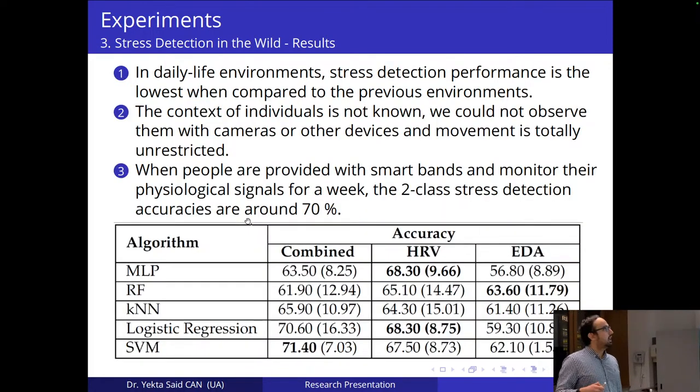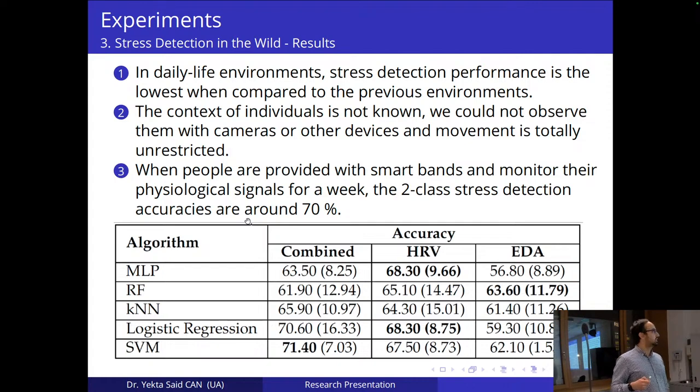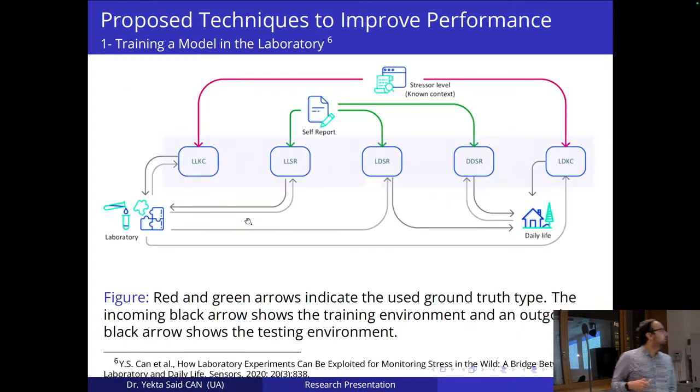But in daily life environments, stress detection performance is the lowest compared to the previous environments. We don't know the context of individuals, we could not observe them with cameras or other devices, and the movement is totally unrestricted. When we provided smart bands to people and monitored their physiological signals for a week, 2-class stress detection accuracies were around 70%, which is far away from a robust performance. So we came up with some techniques to improve our performance.